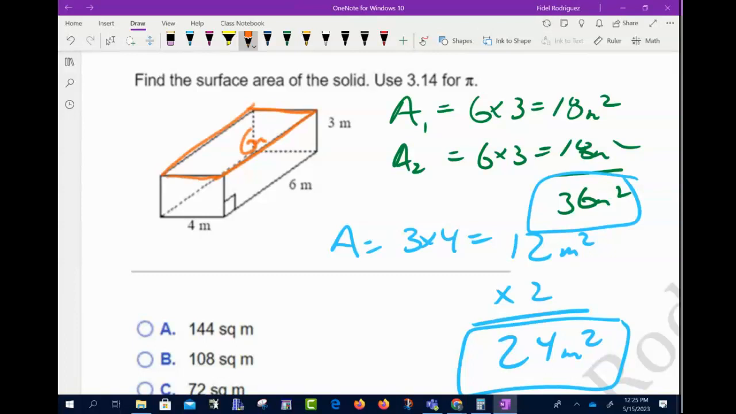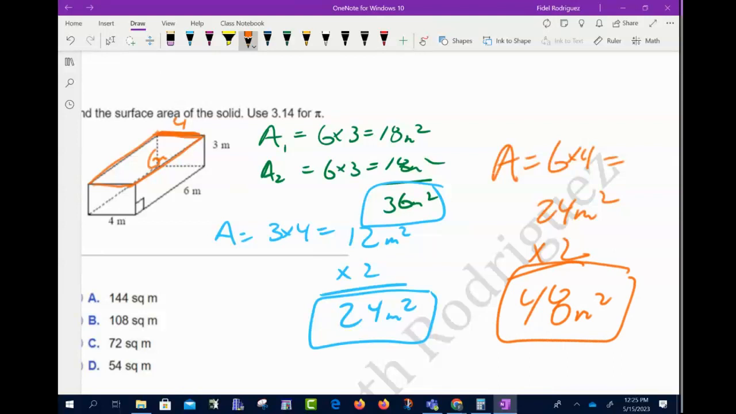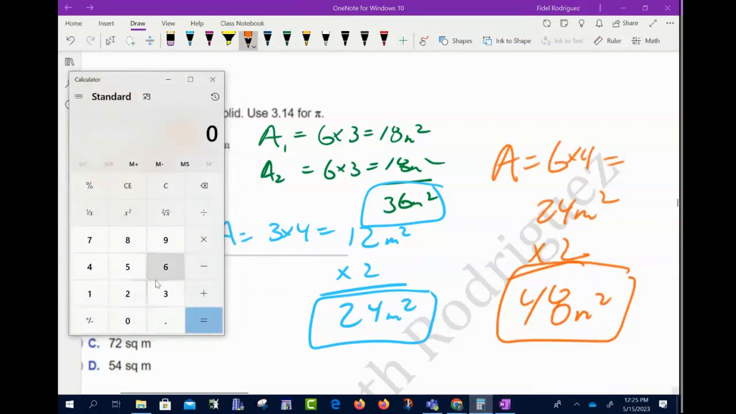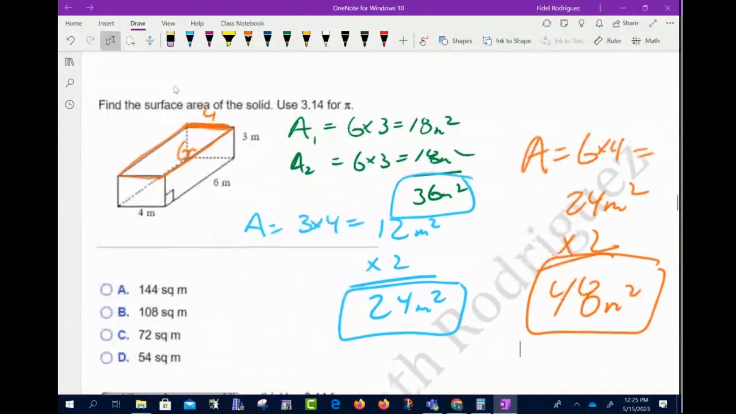Guys, y'all agree that long piece is 6? Okay. How much is this one here, y'all? 4. Perfect. Okay. So look, y'all, we're gonna go 6 times 4. That's 24 meters squared. But we have to do what? We got to double it. Good, y'all. Y'all are doing great. 48. Okay, now, y'all, what am I going to do with my numbers 36, 24, and 48? We're going to add them, right? 36 plus 24 plus 48, 108. Is that one of our answers? Boom, there we go.